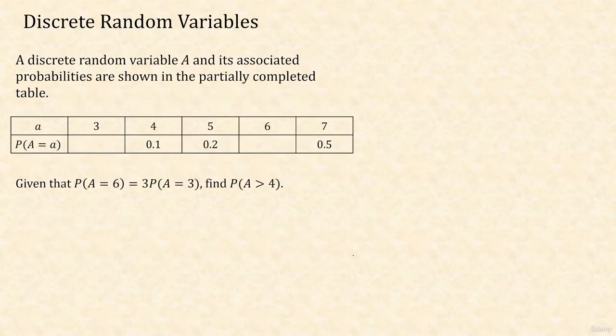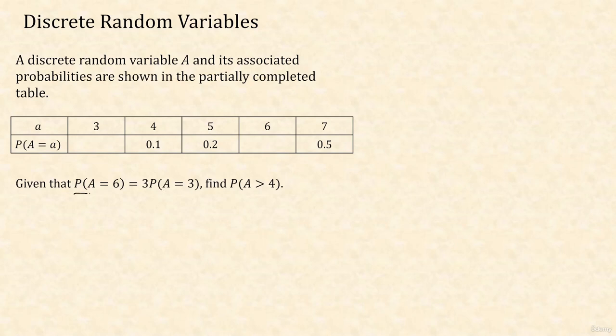Let's look at some more. So discrete random variable A and its associated probabilities are shown in the partially completed table. So there's the table. The possible outcomes are 3, 4, 5, 6 and 7, and we have some of the probabilities. Now we're told that the probability that A is 6 is 3 times the probability that A is 3. Find the probability that A is more than 4.